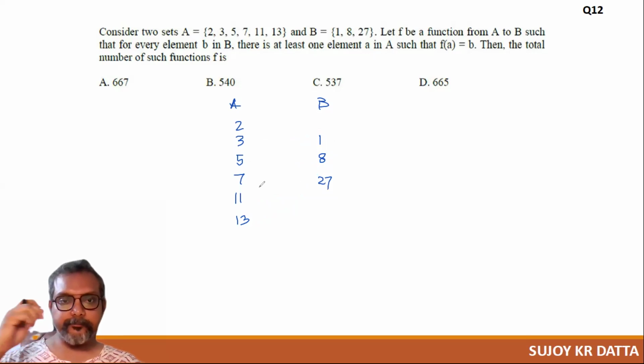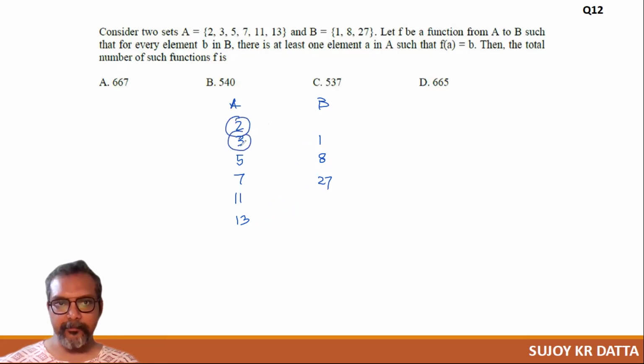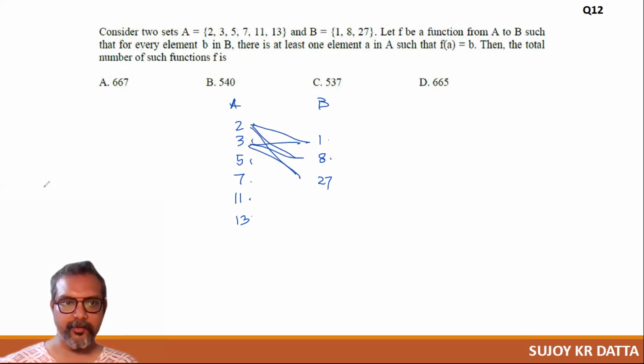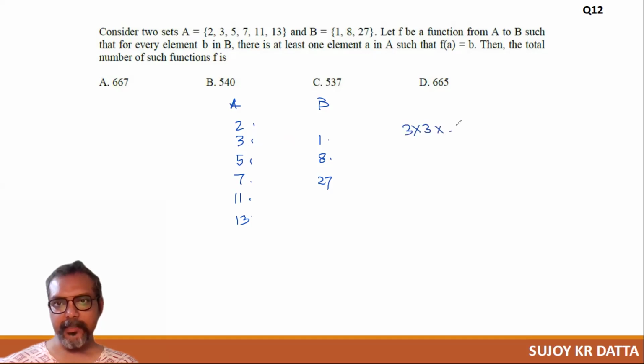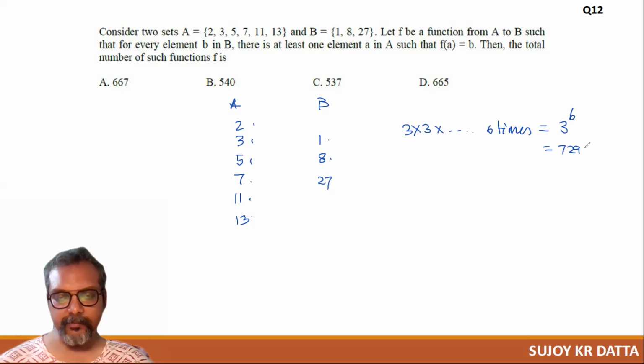You have to ensure that it should not happen that all of them are linked to only one item. So if I do the normal way, each of these 6 terms has 3 options. You can link this to any of the 3, you can link this to any of the 3 and so on. So this has 3 options, the second has 3 options, like that 6 times. That will give you 3 to the power 6, that is 729 options. But then there would be cases where all of them go to the same.